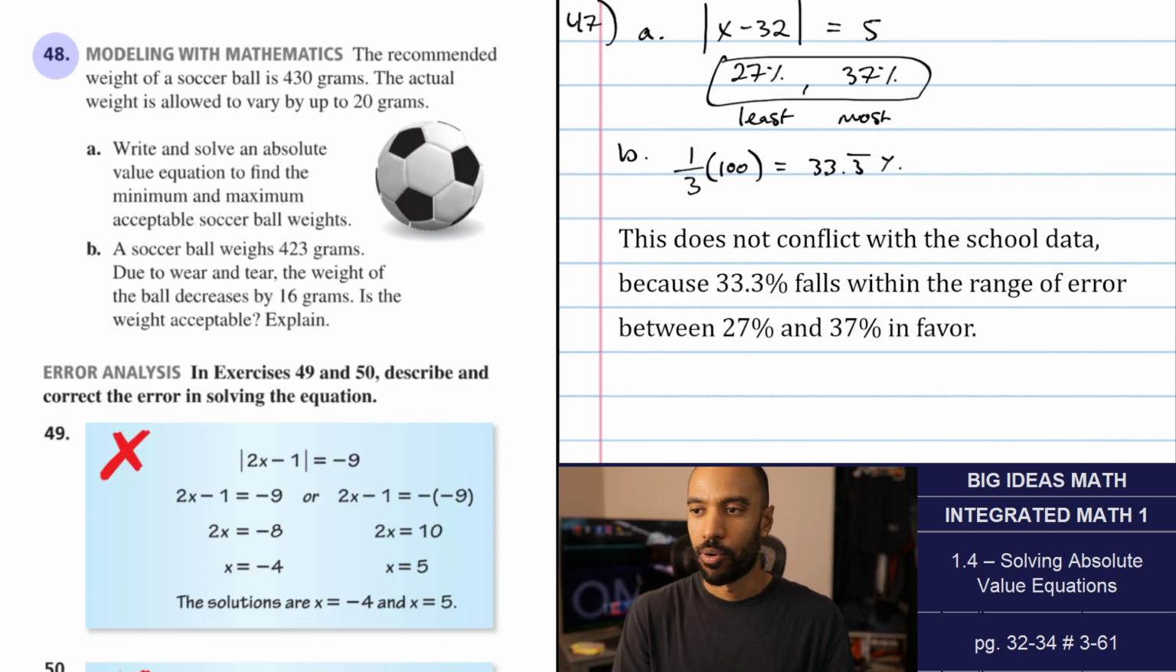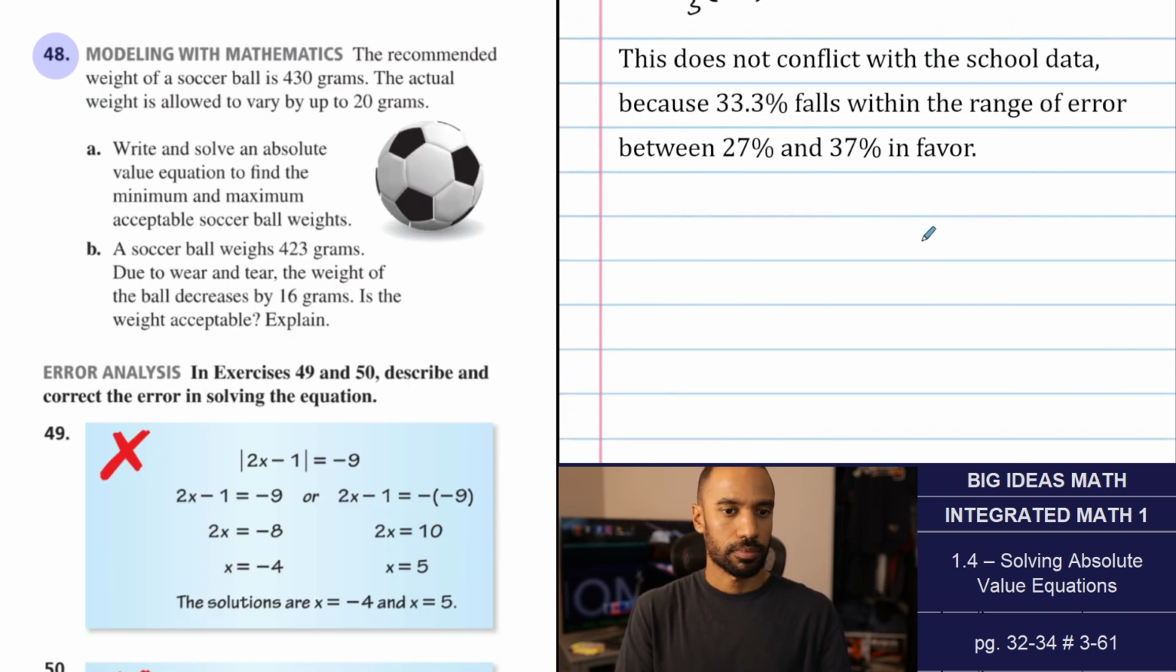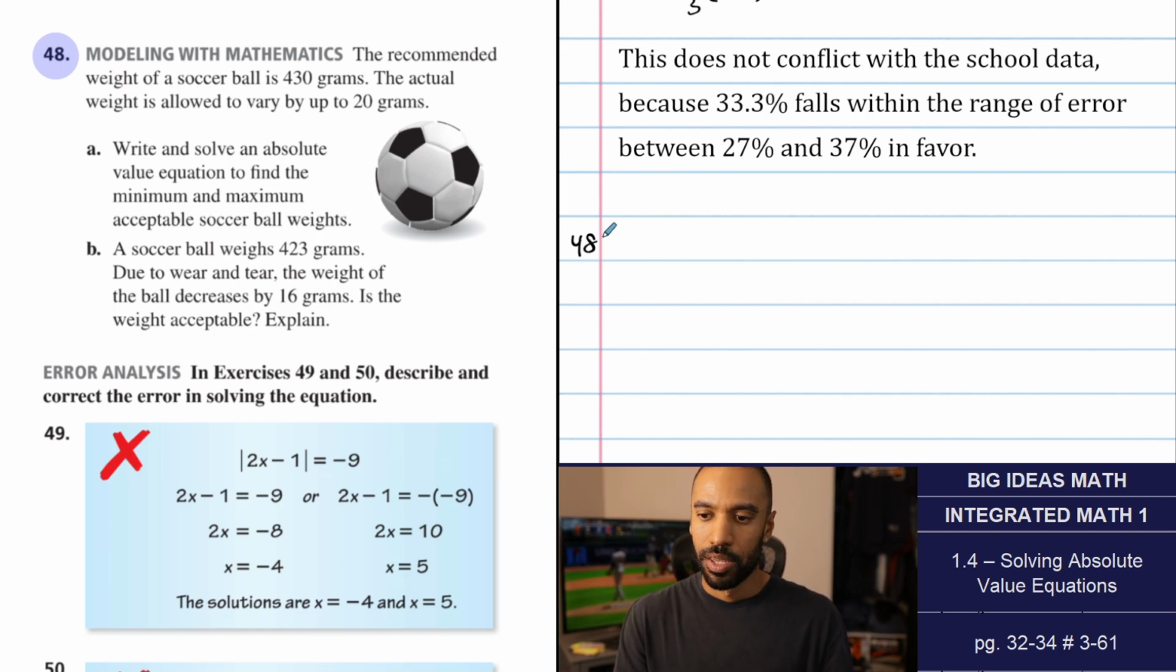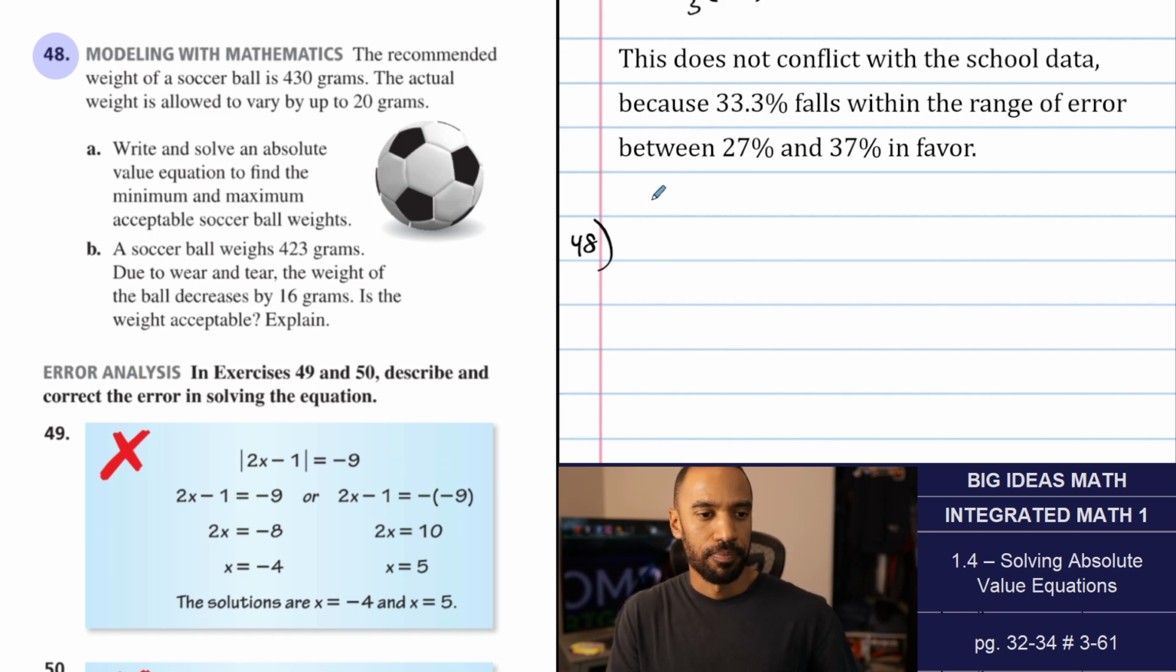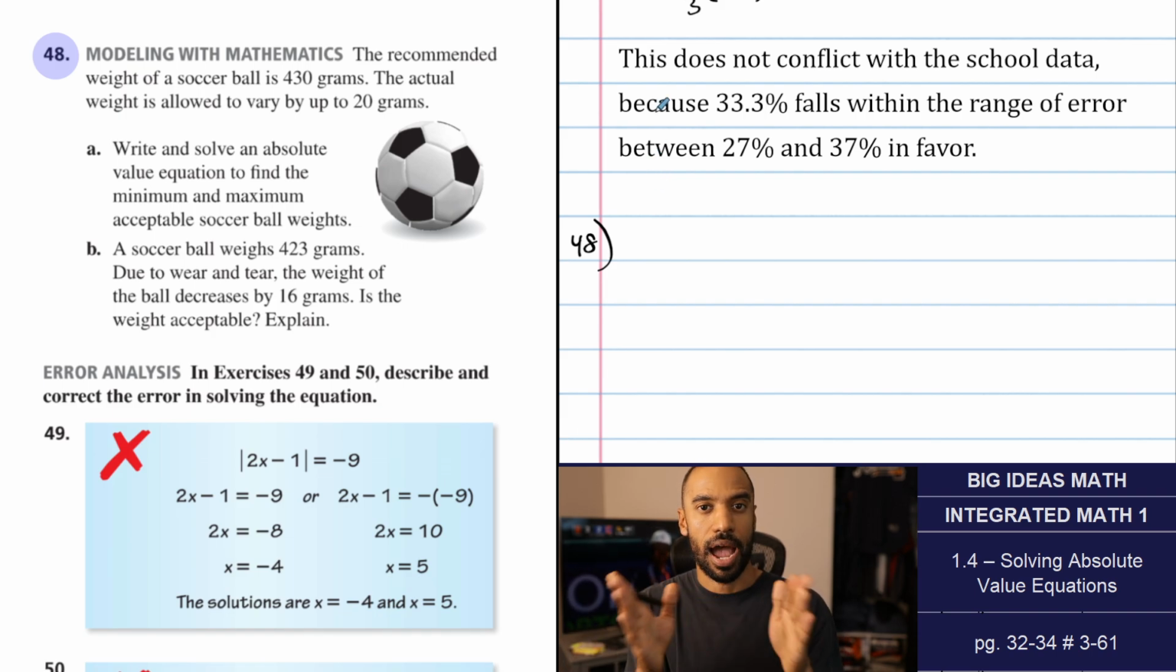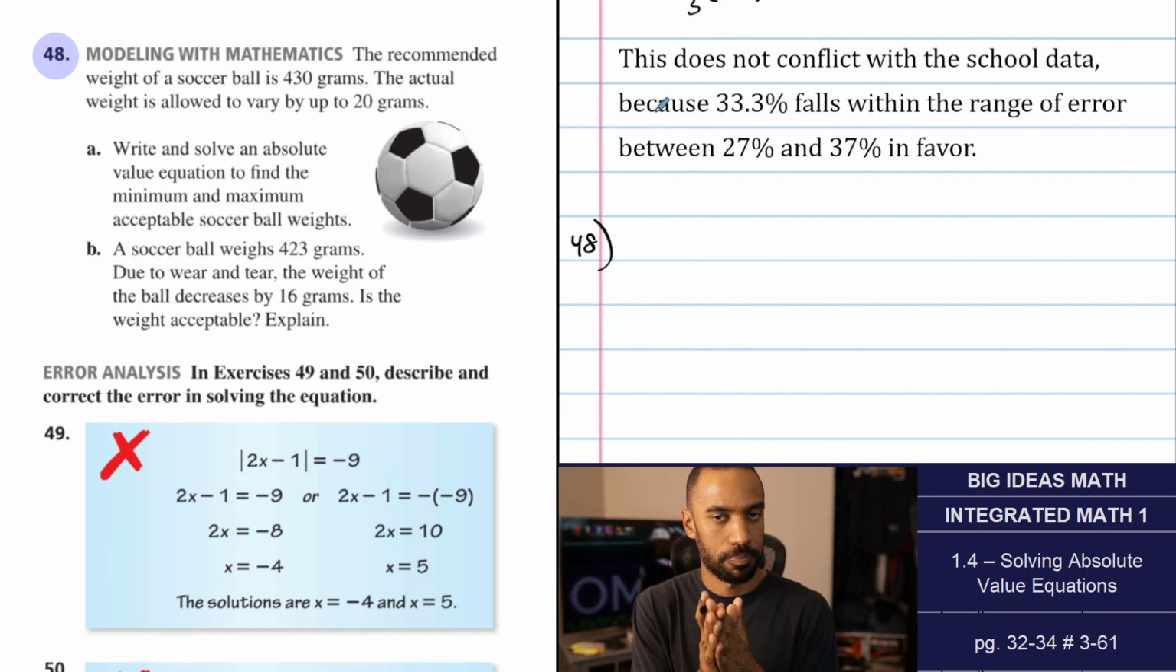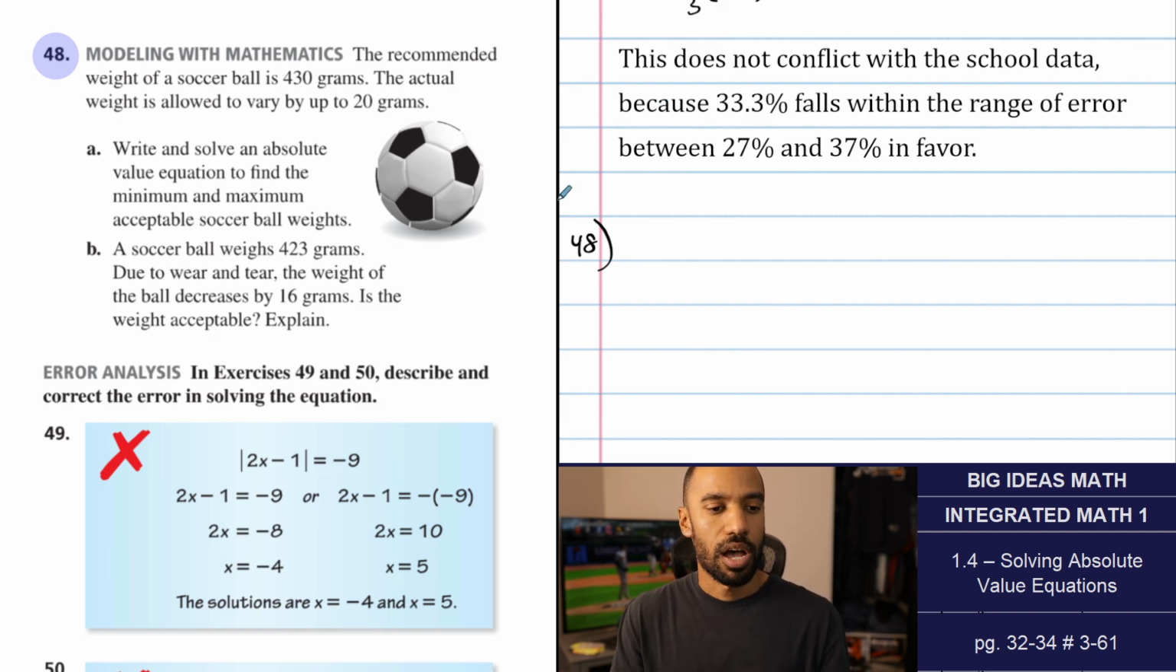Okay. Number 48. The recommended weight of a soccer ball is 430 grams. The actual weight is allowed to vary by up to 20 grams. That means 20 grams in either direction of said accepted weight. Write and solve an absolute value equation to find the maximum and minimum acceptable soccer ball weights.